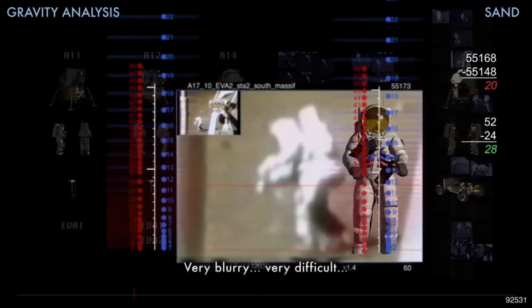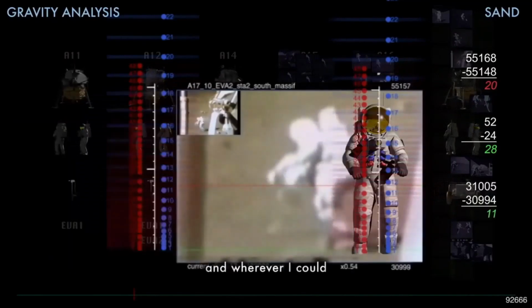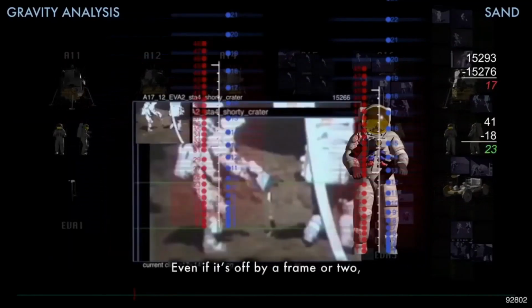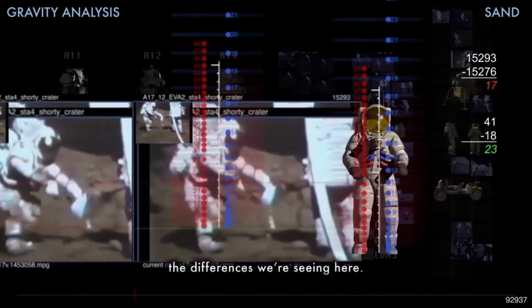It is very blurry, very difficult. I would go back and forth and see the changes on the ground, and wherever I did, I discerned where the sand hit, even if it's totally off a frame or two. That's minor compared to the differences we're seeing here.